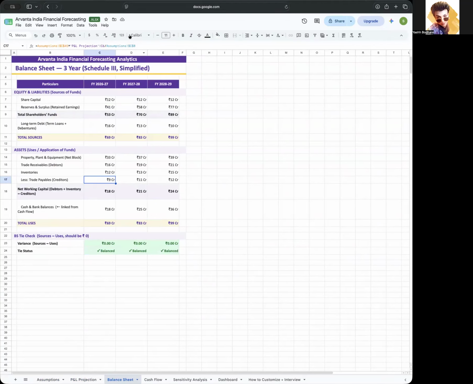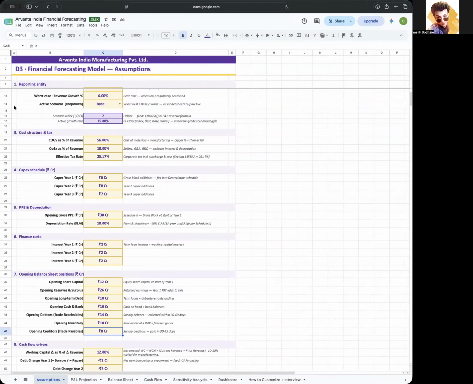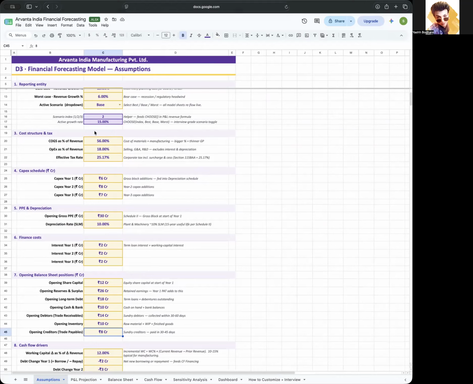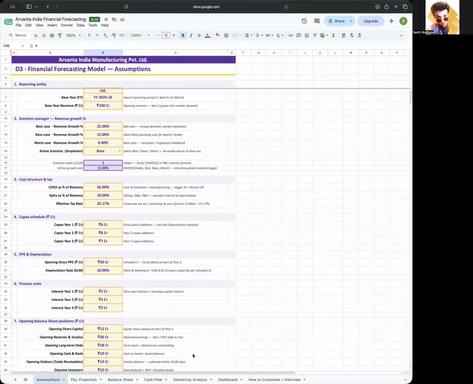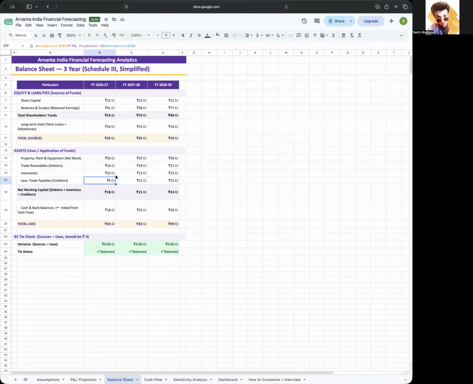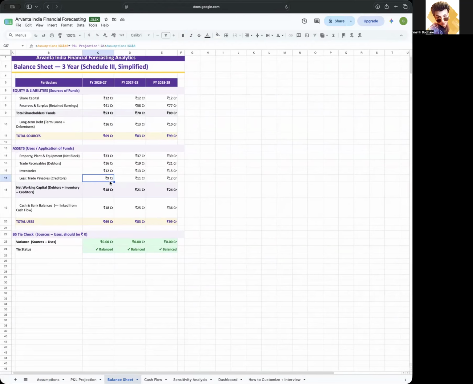divided by the assumption C8. So here it is C8. That is 100 crores. So yeah, we get 9 crore trade payables. Okay, I hope it's clear.